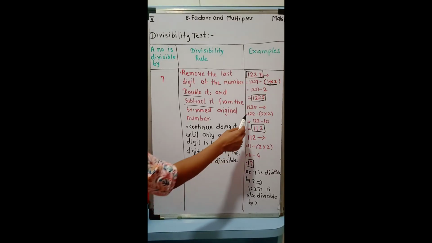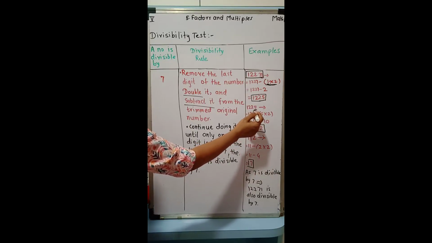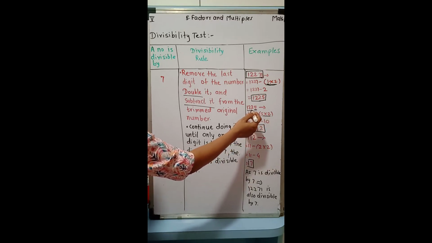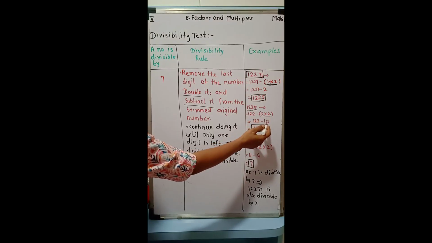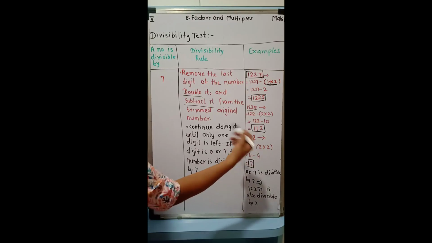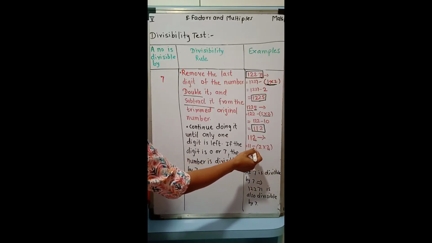What do we do here? Take the last digit of the number you got, 1225, double it, and subtract it from the remaining number, 122. So 122 minus 5 twos, which are 10. That is 122 minus 10, which is 112. Again this is not one digit. What do we do again? Take the last digit, double it, and subtract it from the remaining number.